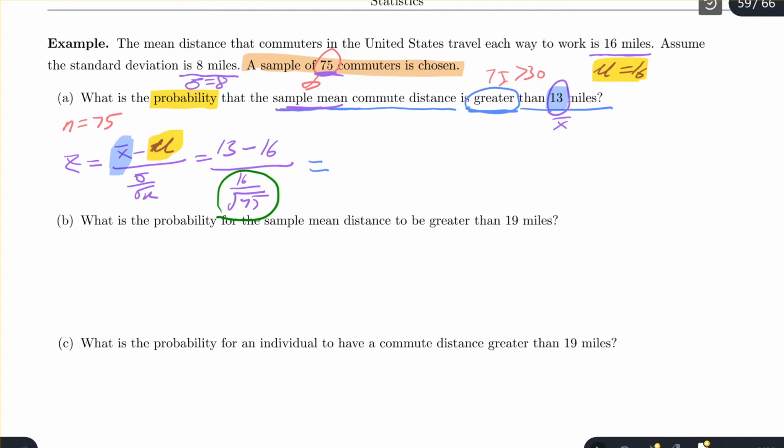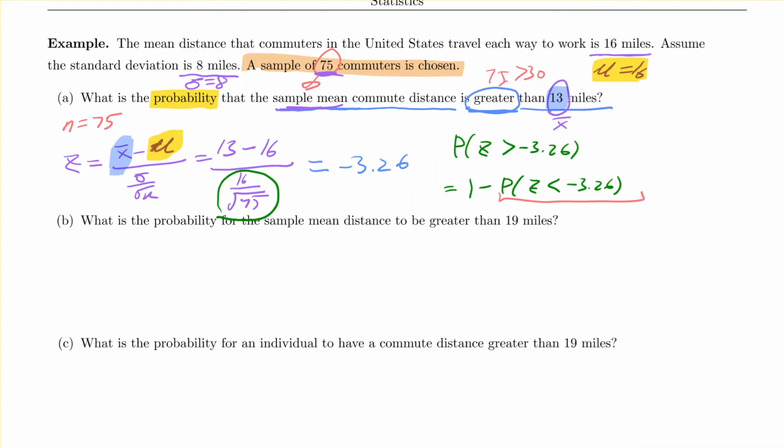Once we find the z-score, the way we solve the problem is similar to the previous problems. So this z-score is negative 3.26. So what we want to find is the probability of z greater than negative 3.26, which is 1 minus the probability z less than negative 3.26. Because we cannot find the greater value directly, we have to find from the left side, and 1 minus to find the right side.